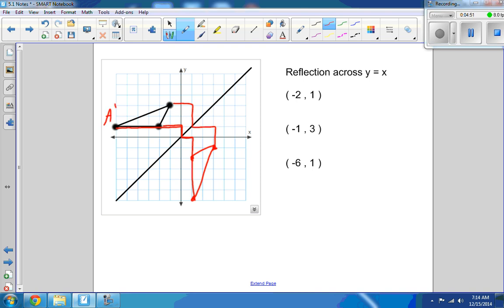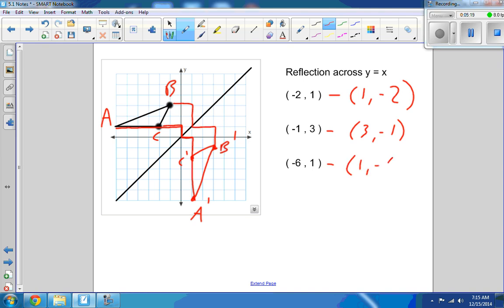A prime, sorry, that's going to be A, not A prime. A, B, C. So A prime, C prime, B prime. So (negative 2, 1) became (1, negative 2). (Negative 1, 3) became (3, negative 1). And then (negative 6, 1) became (1, negative 6). So you'll notice what happened when reflected across y equals x is your coordinates just flipped. Your x and y just flipped positions.